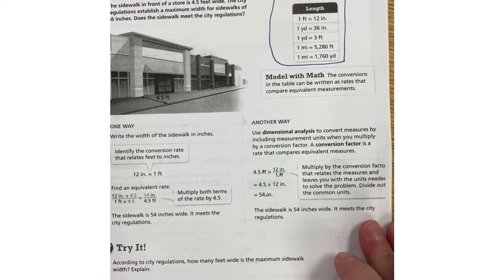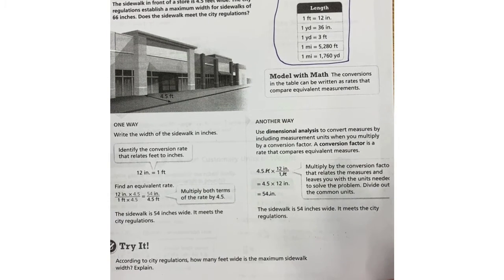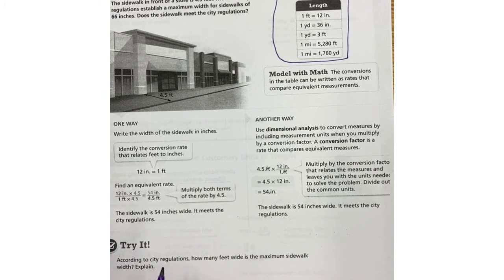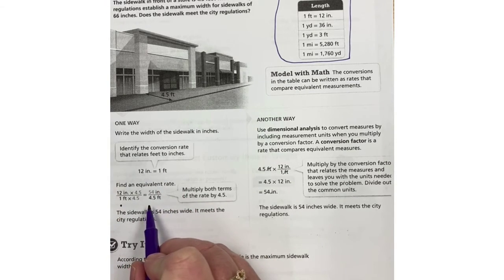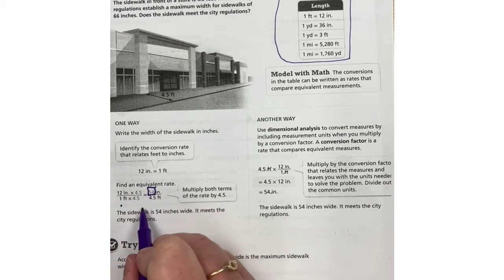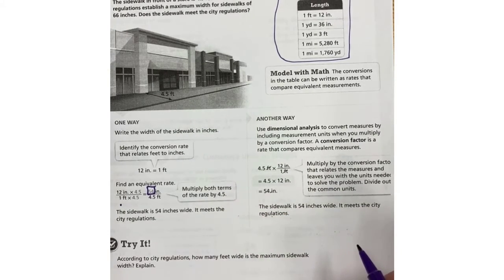The sidewalk in front of a store is 4.5 feet wide. The city regulations establish a maximum width for sidewalks of 66 inches. Does the sidewalk meet the city regulations? So we're going to convert feet into inches, and we know that we have the 12 inches per foot. We know that we have 4.5 feet, but we're trying to find this number here. So we would multiply by 4.5 on top and bottom, and we get 54 inches. Okay, so that's our conversion.